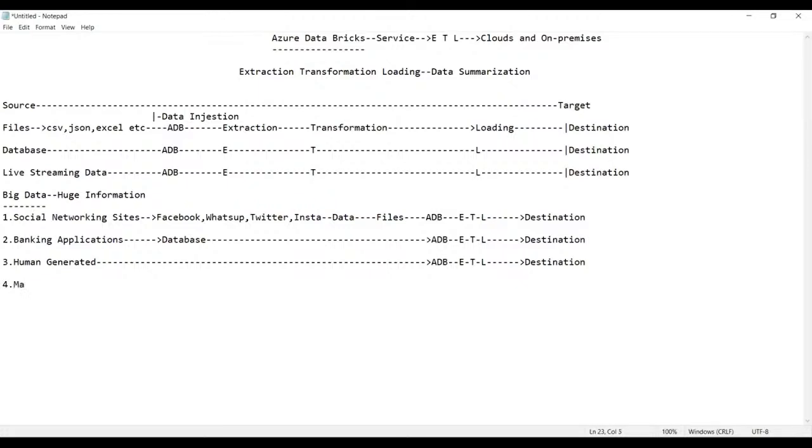Machine generated data. What is machine generated data? It is nothing but the data which is generated by machineries, such as your CT scan machine, ECG machine. Many machines nowadays, we are surrounded by machineries. Almost every machine generates data. Getting my point, everyone?